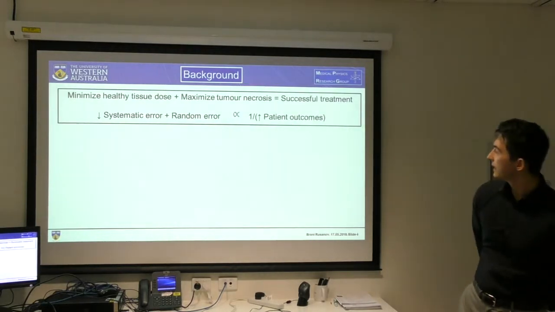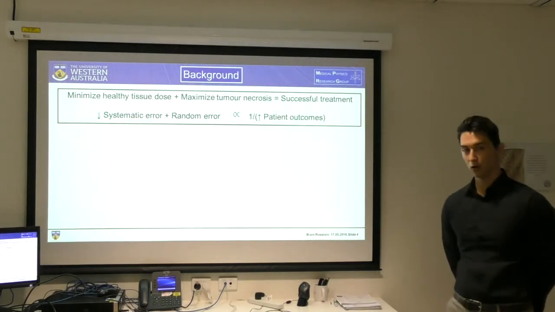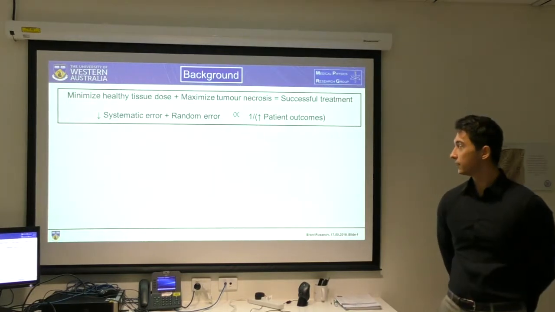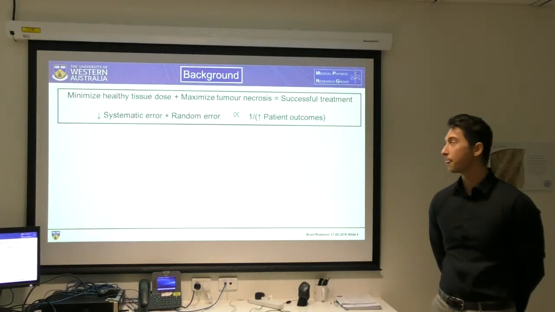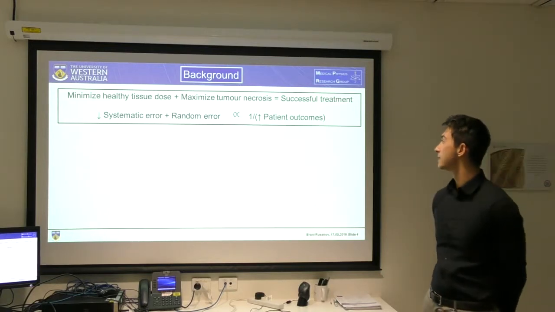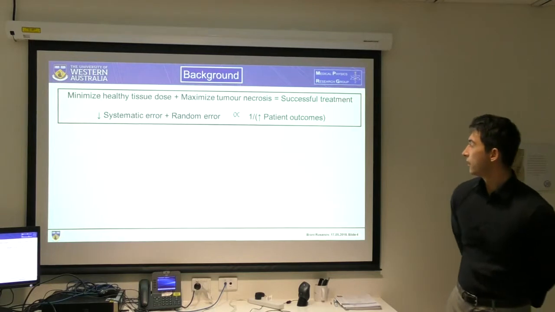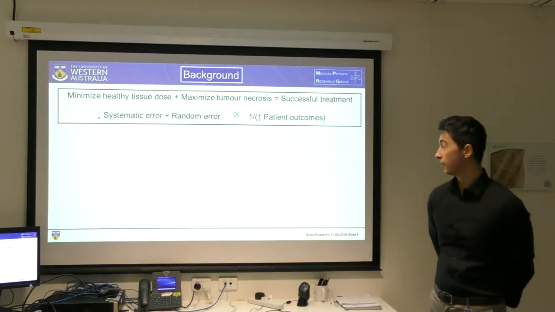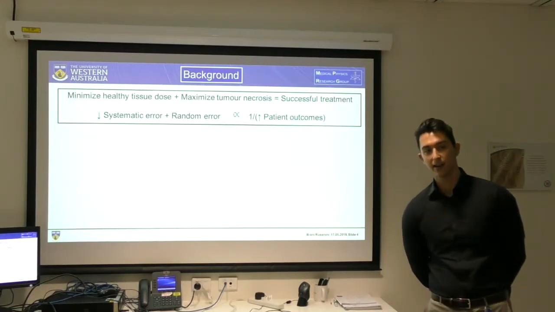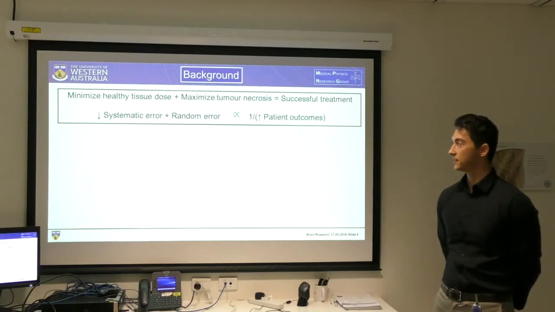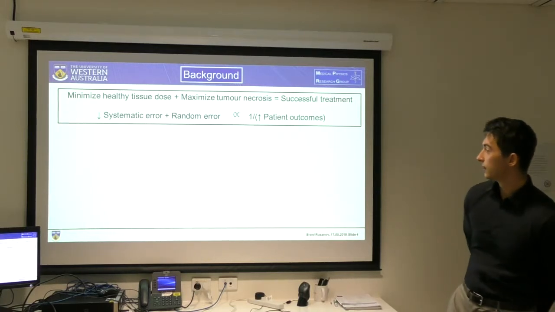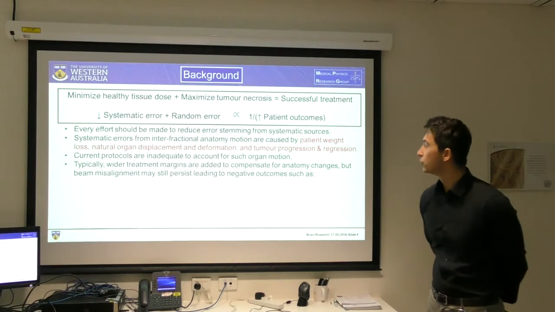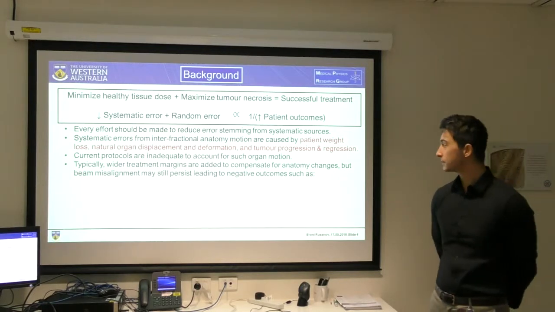So in any radiotherapy treatment, there are two main goals that make it a successful radiotherapy treatment. The first is to minimize dose to healthy tissue. And the second goal, which is arguably more important, is to maximize tumor necrosis. And this also relates to the systematic error and the random error in the treatment. So we can't really do much about the random error, that's inherent in the system, but we can do something about systematic error. That is the error that the medical physicists try to minimize. And so every effort should be made to reduce error stemming from systematic sources.